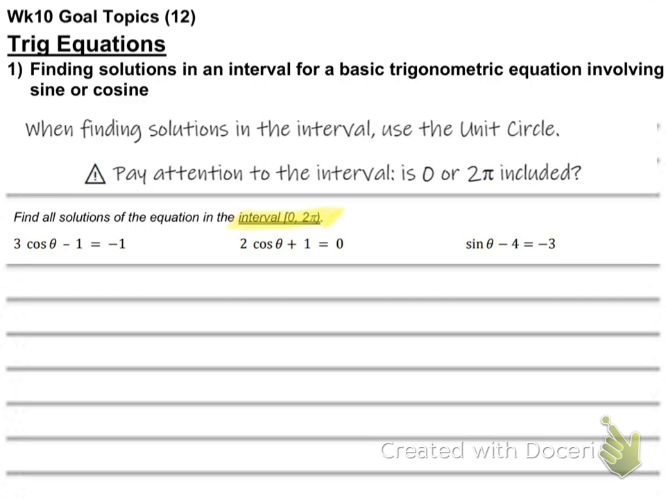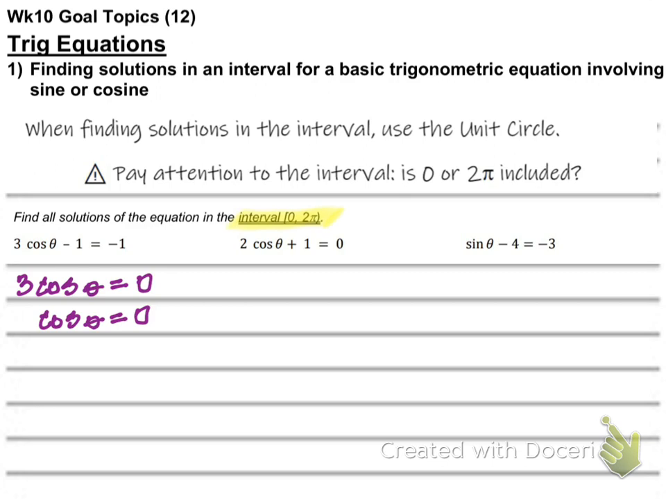So when we solve a trig equation, we act just like it's a normal equation. And remember, what we're trying to find here is theta, right? So I've got to get that cosine theta all by itself. The first thing I would do here is what? Add 1 to both sides, right? So then I would have 3 cosine theta is what, 0? Correct? And then I would divide both sides by 3. So the cosine of theta is 0.